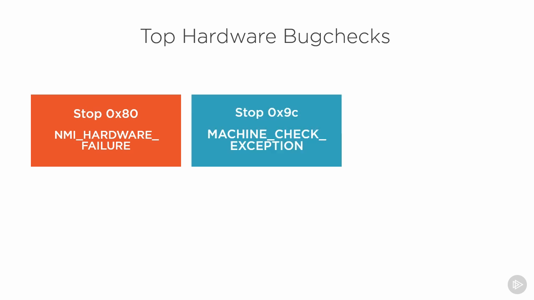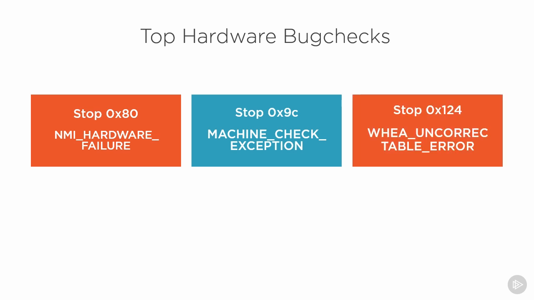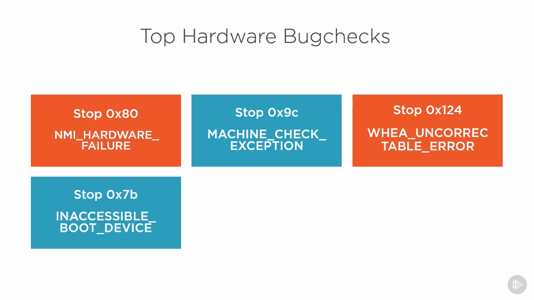Another one is the Stop 9C, the machine check exception. This used to be very evident back in the earlier days before Windows Vista or Windows Server 2008. You would see Stop 9Cs. Now you typically see what are known as a Stop 124 or a WHEA uncorrectable error. WHEA stands for Windows Hardware Error Architecture. So that is typically the hardware type crash you will see when a processor fails.